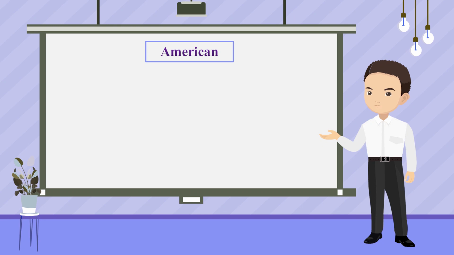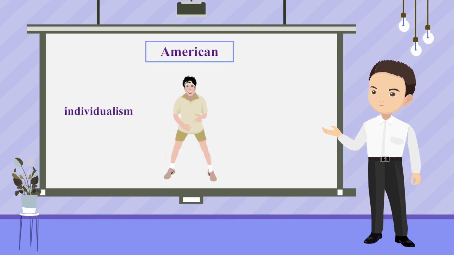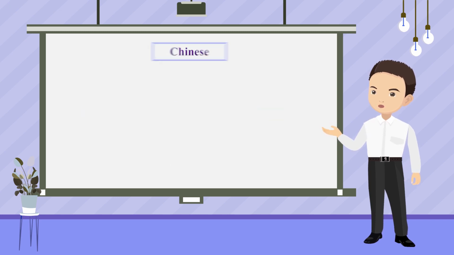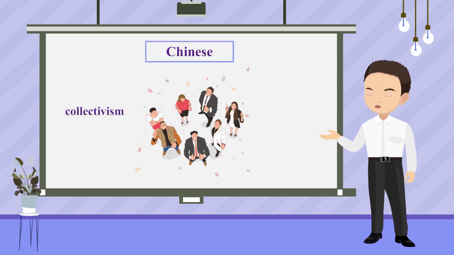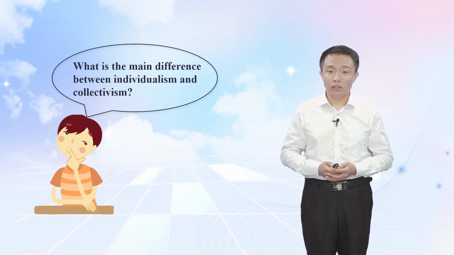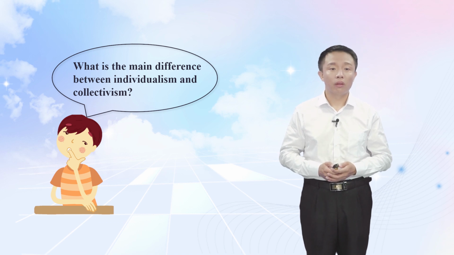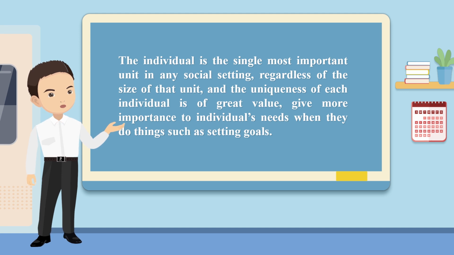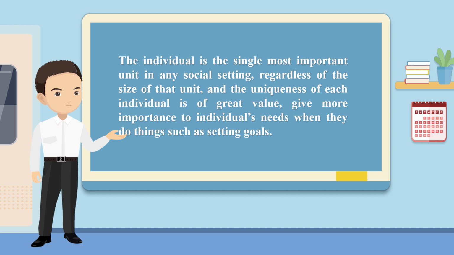For example, Americans advocate individualism. When they speak, they emphasize more on "I," while Chinese advocate collectivism. They emphasize more on "we." What is the main difference between individualism and collectivism? The individual is the single most important unit in any social setting, regardless of the size of the unit, and the uniqueness of each individual is of great value. People give more importance to individuals' needs when they do things such as setting goals.